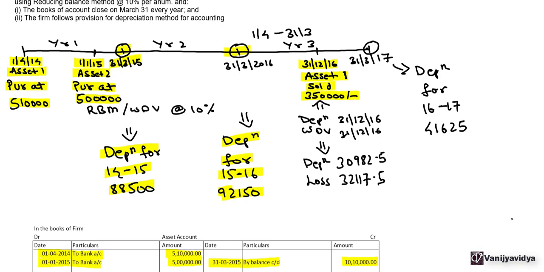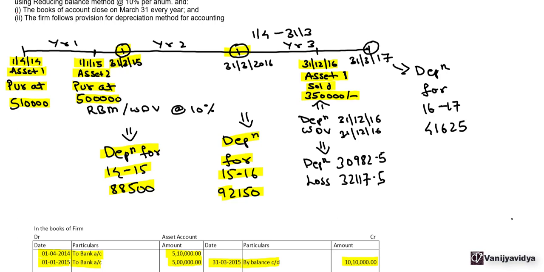Now in this case wherein we follow the provision for depreciation method and we do not charge anything to the asset account, for every sale of asset we need to prepare an account known as sale of asset account. In the sale of asset account, we need to transfer the cost of asset from the asset account to the sale of asset account, then the depreciation till the date of sale from the provision for depreciation account to the sale of asset account, and whatever sales proceeds are received from the sale of asset are also recorded in the sale of asset account.